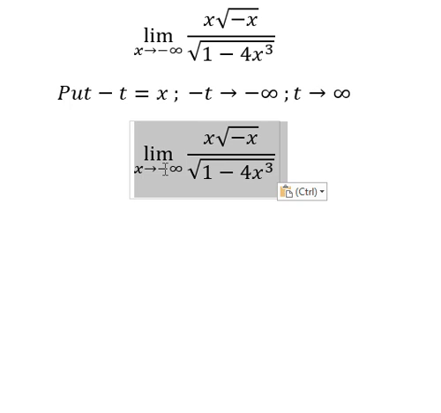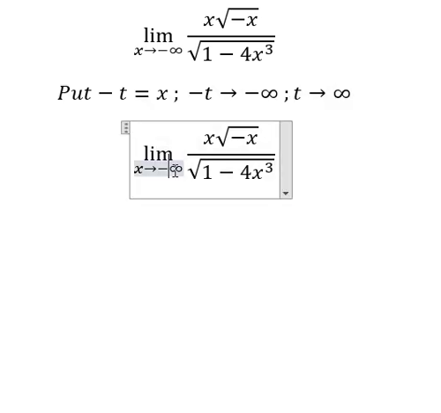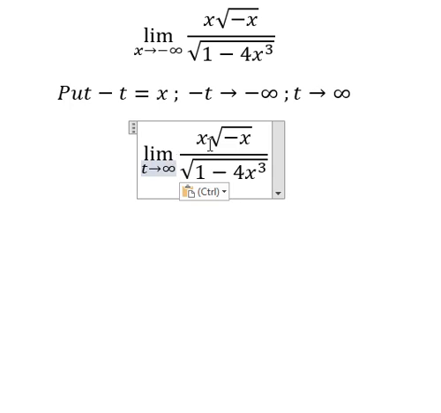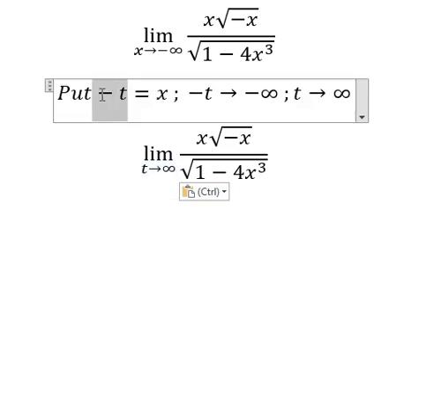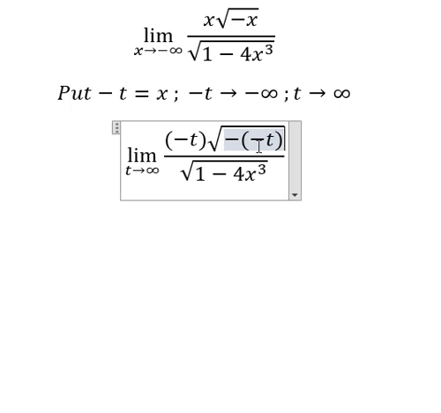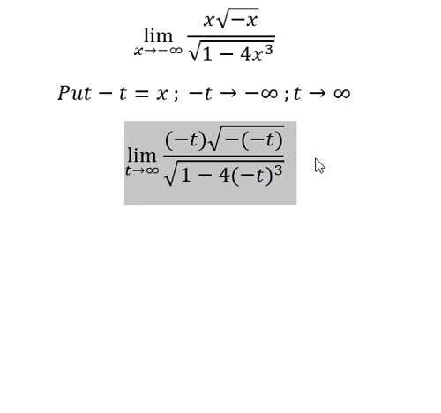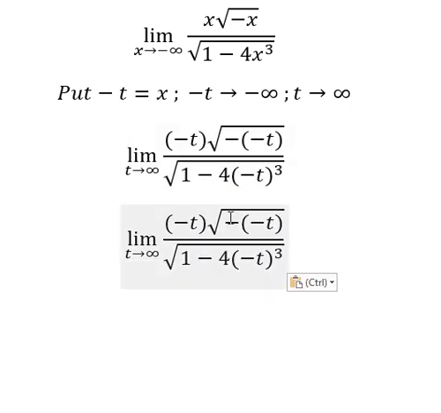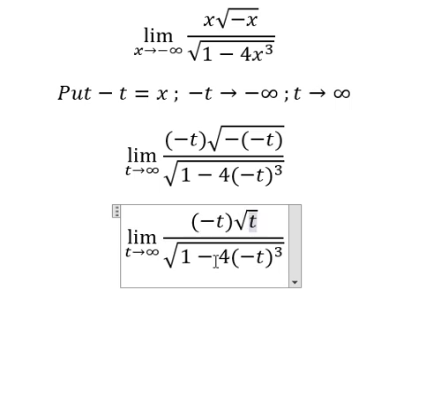So this one, we change for this one. S, we change for negative t. This one, we change for negative t, and this one too. So negative and negative, we have positive. Negative and negative, we have positive.